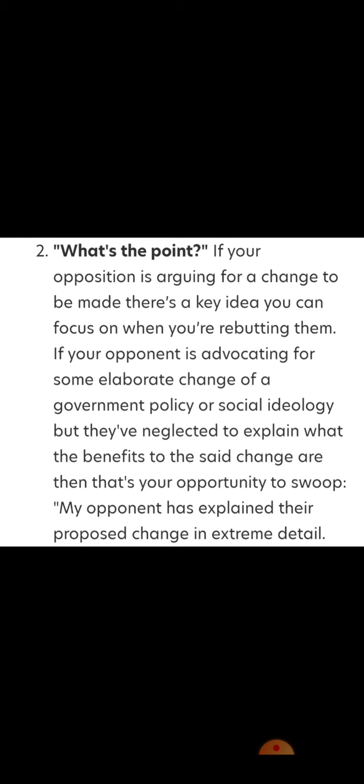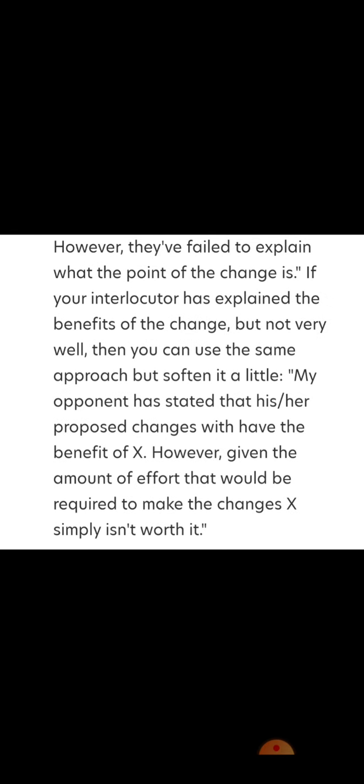My opponent has explained the proposed change in extreme detail. However, they have failed to explain what the point of the change is. It means if your opponent has failed to portray something, then you can put that point. If your interlocutor, meaning your opponent, has explained the benefit of the change but not very well, then you can use the same approach but soften it a little.